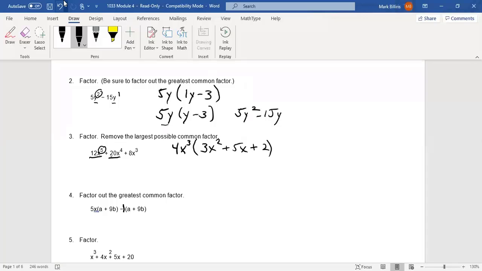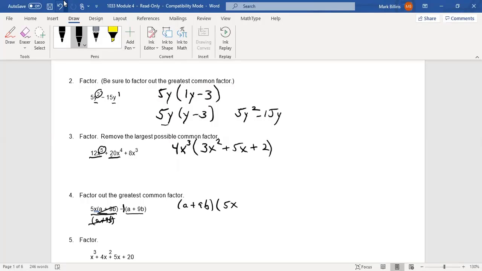So when we look at this problem, you should notice that a plus 9b is common to both terms. So that's our greatest common factor. So in this case, we're going to take out our greatest common factor, which is a plus 9b. And now we have parentheses, and we divide that out of each term. So when we have 5x times the quantity a plus 9b divided by a plus 9b, what happens is the a plus 9b reduces, and that just leaves us with 5x.